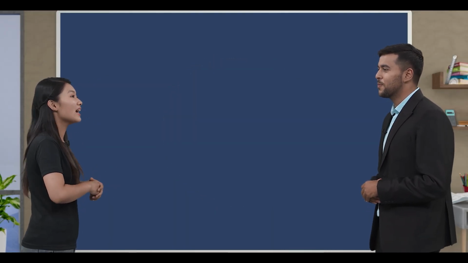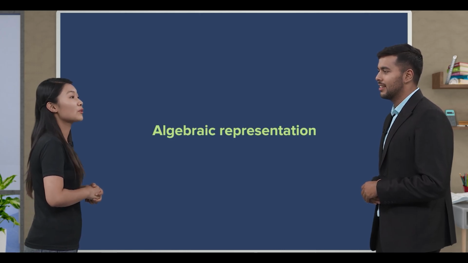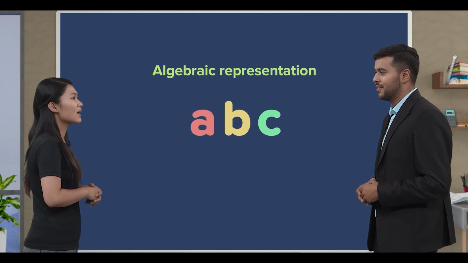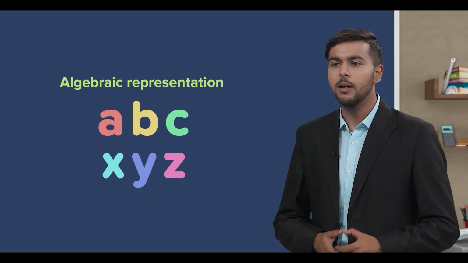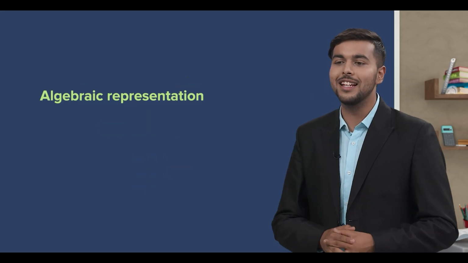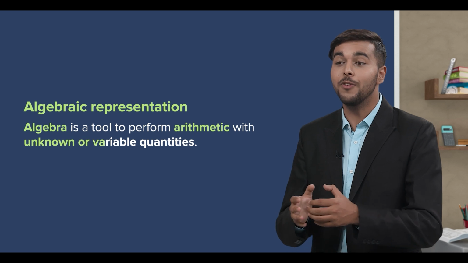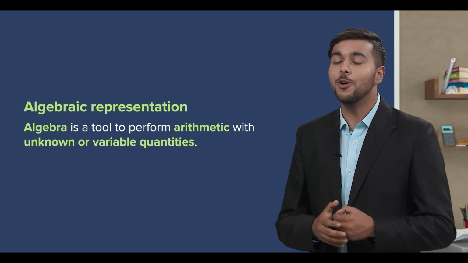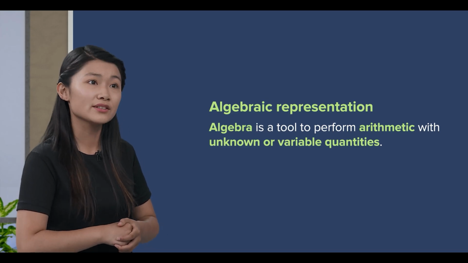Of course! I had a look at what we'll be covering today, and I know that is algebraic representation, so there will be lots of A, B, and C's, and X, Y, and Z's. Well, you're not wrong. But to be more precise, in mathematics, algebra is a tool to perform arithmetic with unknown or variable quantities. Or to put it simply, terms which can change or vary over time. And these quantities are represented using letters, right?